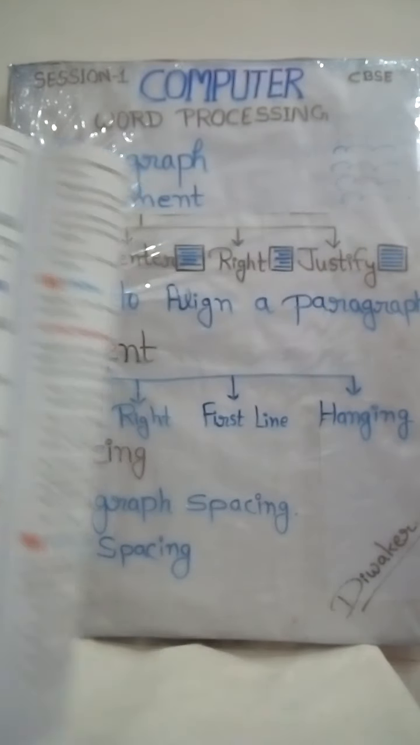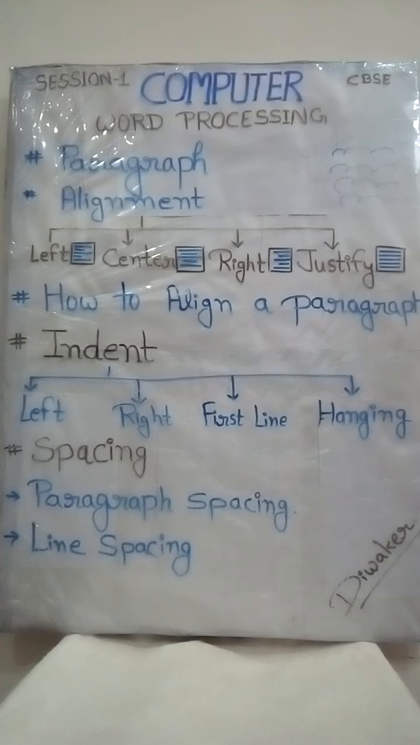And if you set the hanging indent, one paragraph will be hanging to another paragraph. This is the paragraph indent. So first left indent, right indent, first line indent, and the hanging indent. These are the four types of indentation. Next one is the spacing.